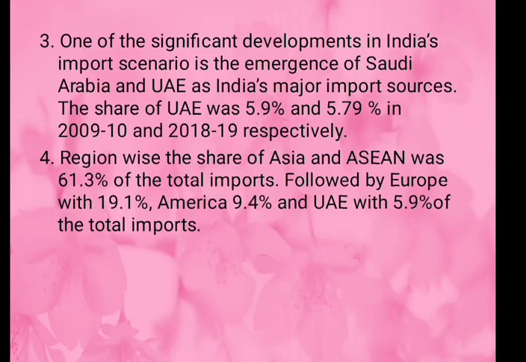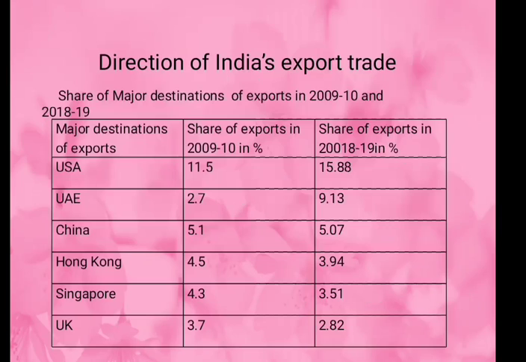If we look at the share of the major continents, that is region wise, the share of Asia and ASEAN was 61.3% of the total imports. This is followed by Europe with 19.1%, America 9.4%, UAE with 5.9% of the total imports. So this is regarding the direction of India's import trade.